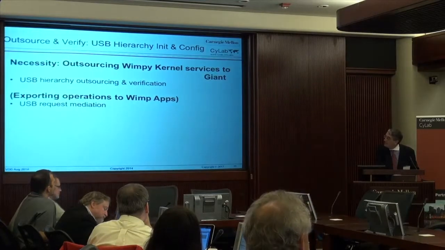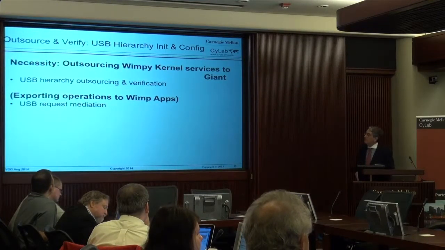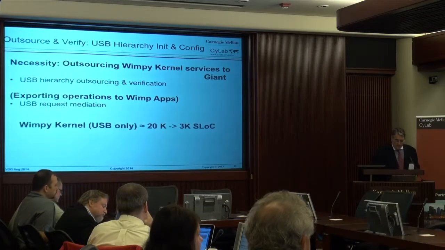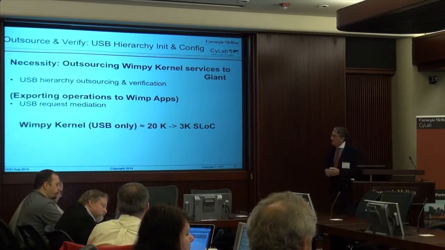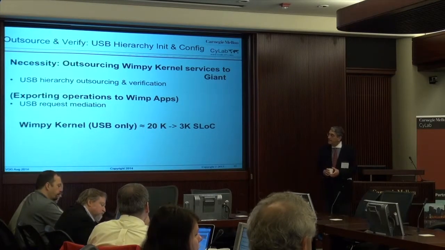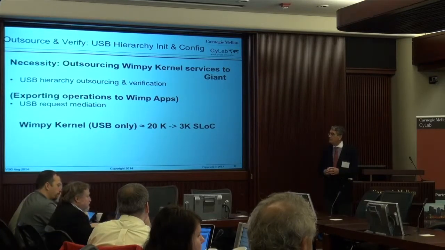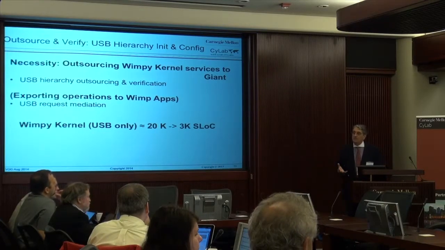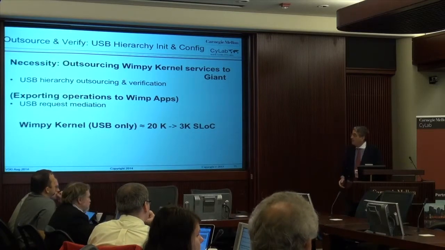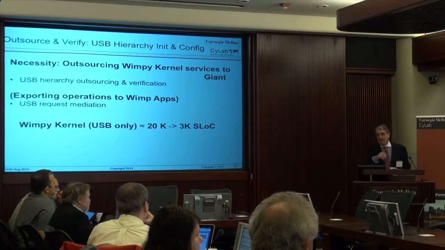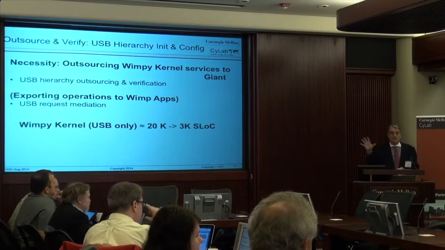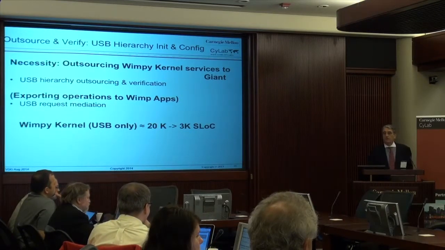So the example that we had was this USB subsystem, and we exported the USB hierarchy verification and device initialization, and we could actually verify that. And we reduced the USB component to about 3,000 lines of code from about 20,000. We did that in the past with the PCI subsystem, which was dramatically reduced. And you can see the details of this design at the IEEE Security and Privacy Conference this year. It was presented in May, this design of the wimpy kernel and the WIMP giant separation.